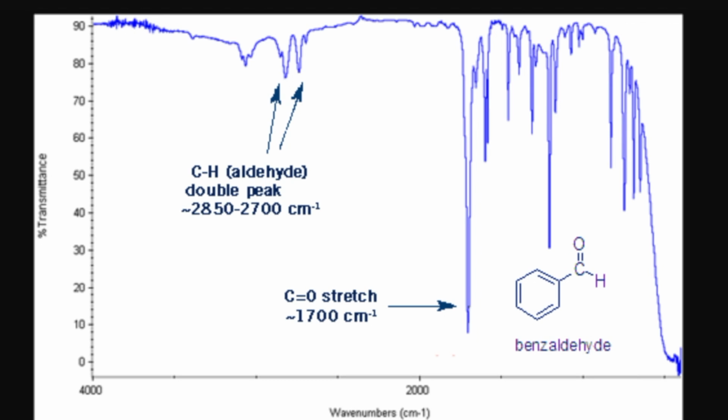Carbonyl groups can get a little bit more confusing. An aldehyde and a ketone both have carbonyl groups, but only the aldehyde has a pair of peaks around the 2800 and 2700 region. So if you see a CO peak at around the 1700 region, look at the 2800 and 2700 region for 2 peaks. If it's not there, it's probably a ketone.